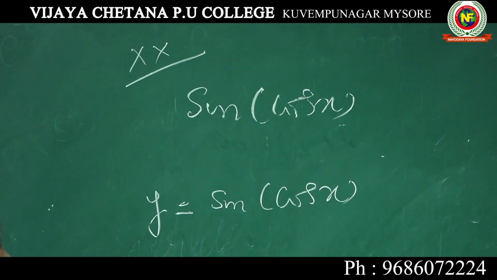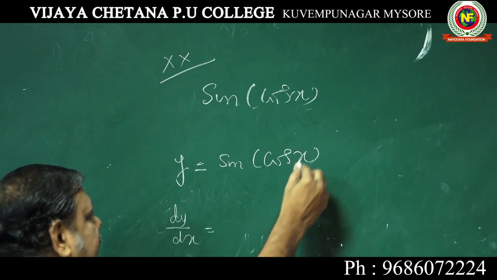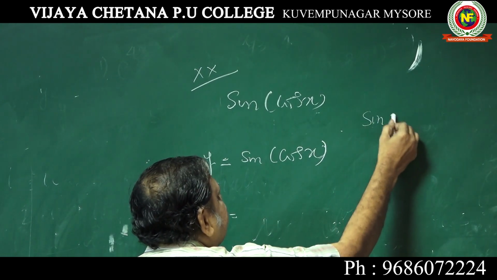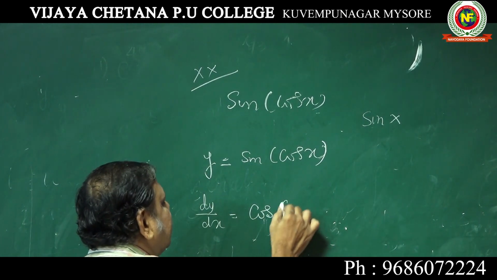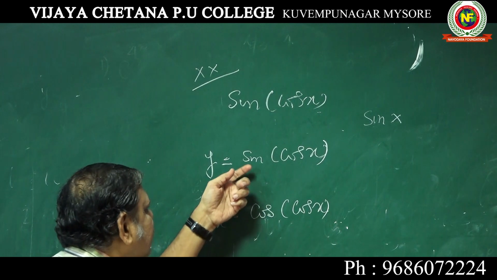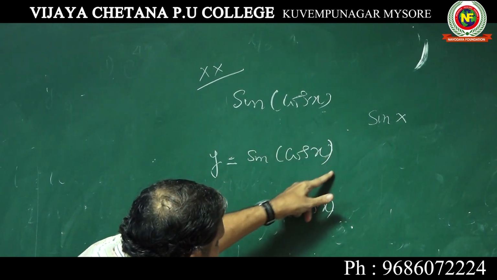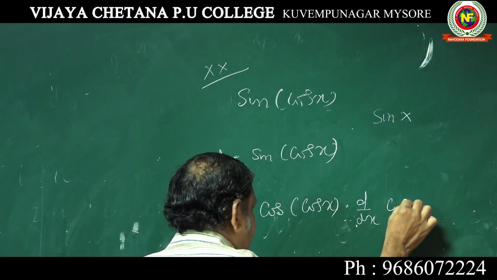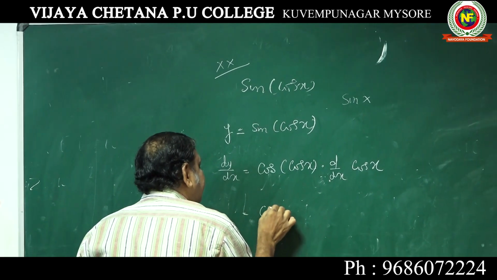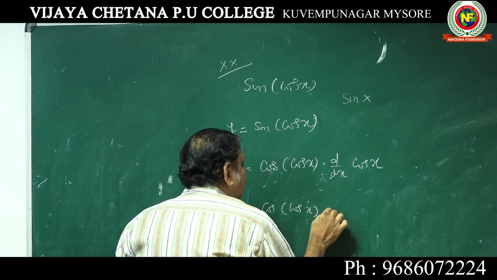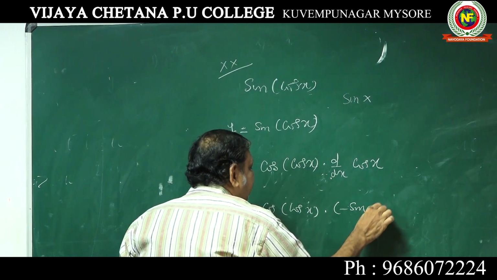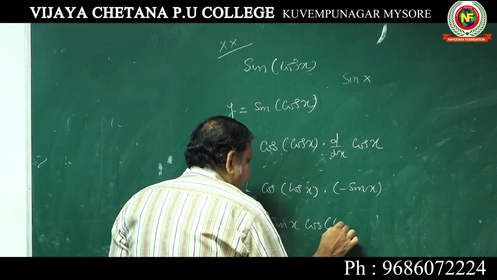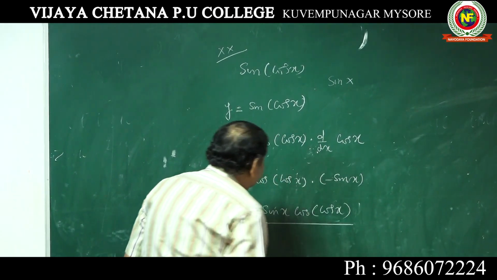When you differentiate, dy by dx is equal to, here this is sin of something. Sin x differentiation is cos x, that is cos of cos x as it is, and into d by dx of this, you should not leave, into d by dx of cos x. So it is cos of cos x into d by dx of cos x, which is minus sin x, so your answer is minus sin x into cos of cos x. This is the answer. Very important.